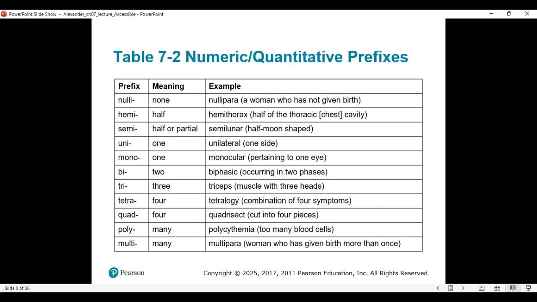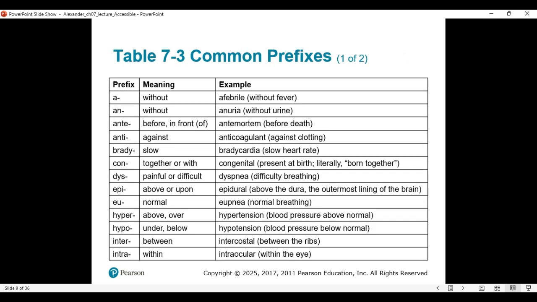Numeric prefixes: nulli means none, hemi and semi mean half. Uni and mono both mean one, like unilateral, one sided. Bi means two, like bilateral means both sides. Tri is three. Tetra, four. Quad is also four. Poly and multi mean many.